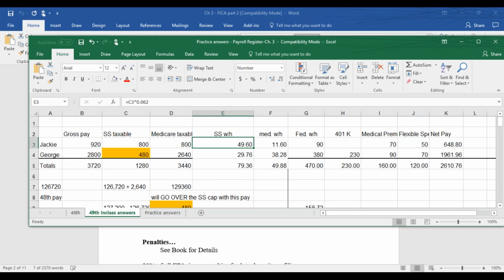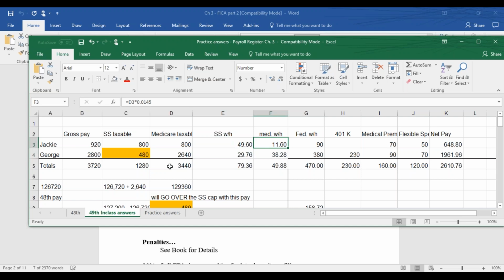Now what I want to do is simply set up formulas, and you're going to want to do this for your homework this week and every other week going forward. You need to have formulas set up. Do not just type in 4960, because if you miss it, I won't know how you missed it and can't give any partial credit. So for this 4960, we're going to take $800 and multiply that by the Social Security rate, which says the employee should have $49.60 taken out.